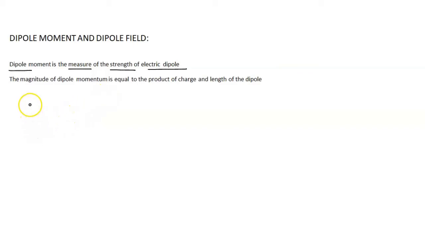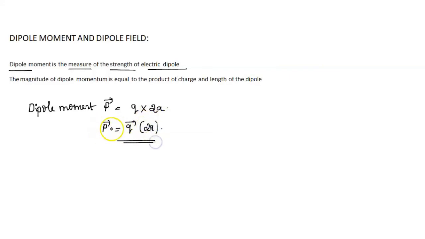Suppose we consider dipole moment as P, then it is represented in mathematical form as the product of charge, represented by q, and the length of the dipole. What is the value of the length of the dipole? That is 2a. So the dipole moment is p = q × 2a. This is the equation to calculate the dipole moment.